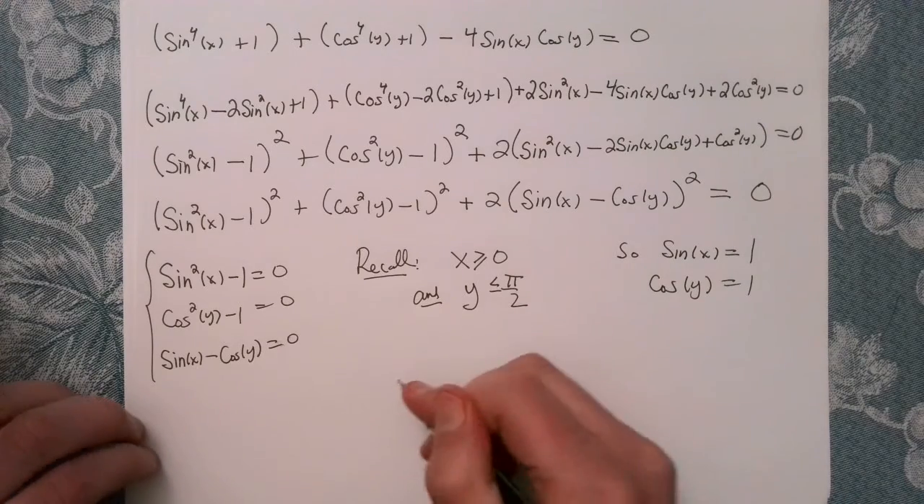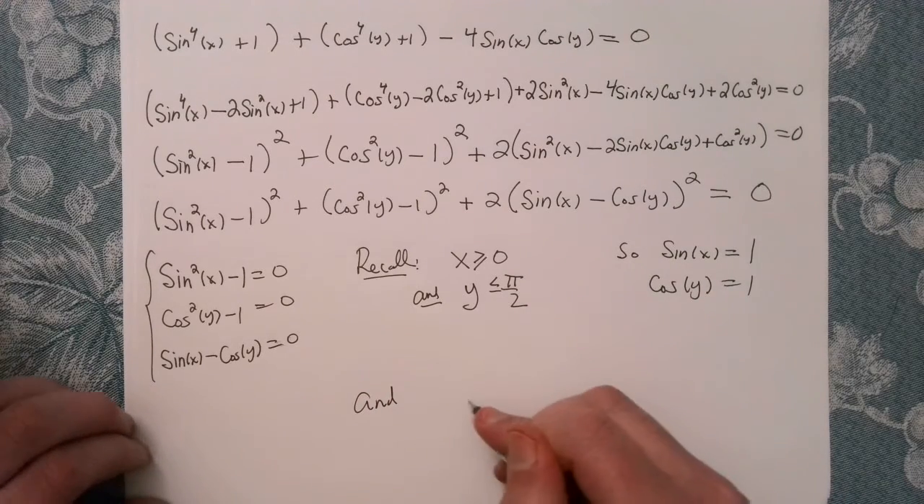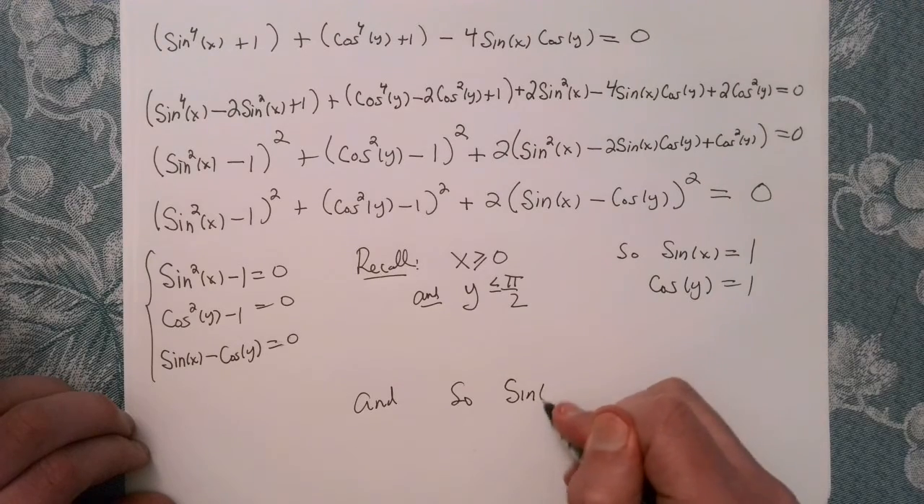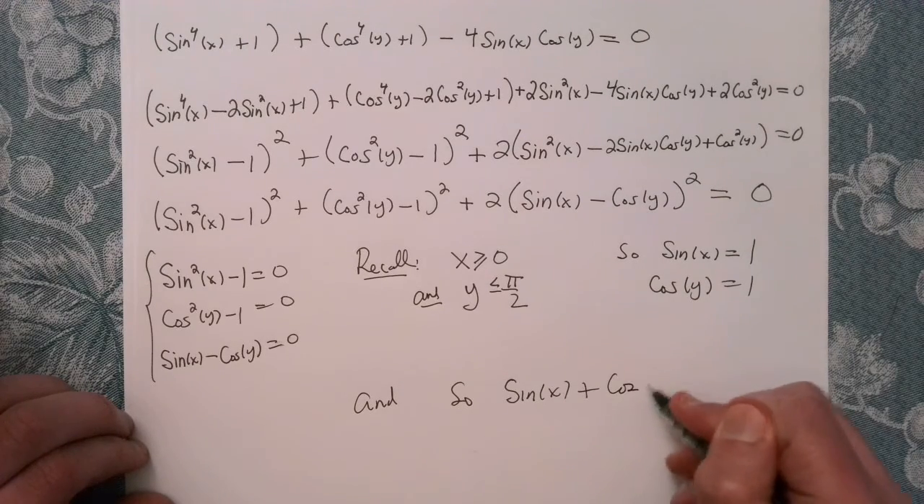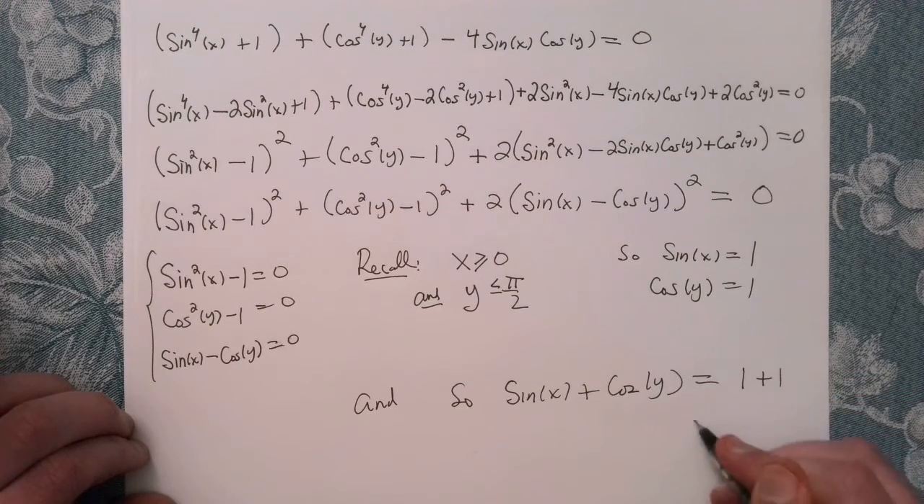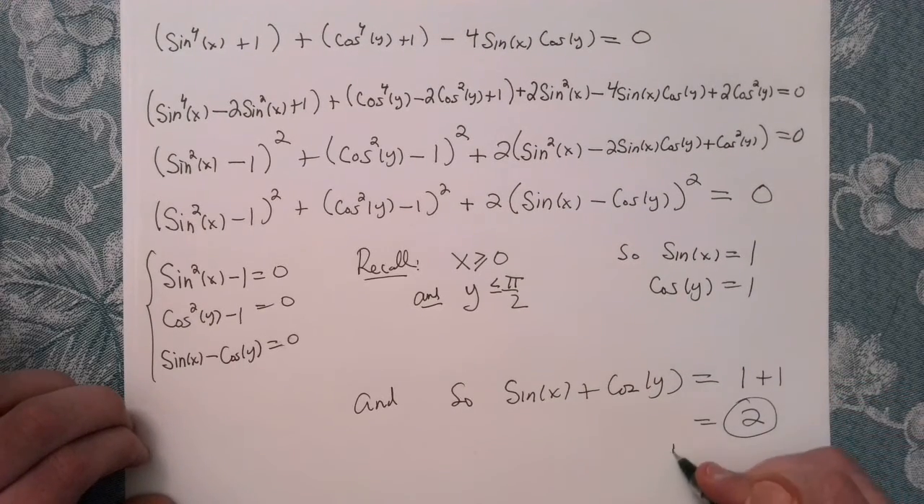And so we can finally find the sum. That was our goal, right? And so sine of x plus cosine of y is equal to 1 plus 1, which of course is 2. So a pretty neat problem there.